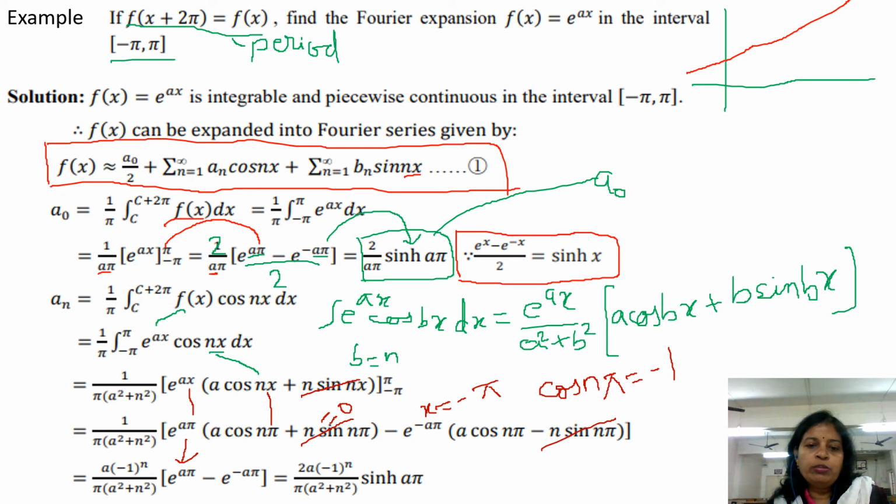Cos n pi from both the terms can also be taken commonly out, which is nothing but minus 1 to the power of n. And inside you will get e to the power of a pi minus e to the power of minus a pi, which is nothing but the sine hyperbolic formula. Use this again, multiply and divide by 2 to get the sine hyperbolic formula. And then the value of an you got is 2a minus 1 to the power of n upon pi into a square plus n square, sine hyperbolic a pi.